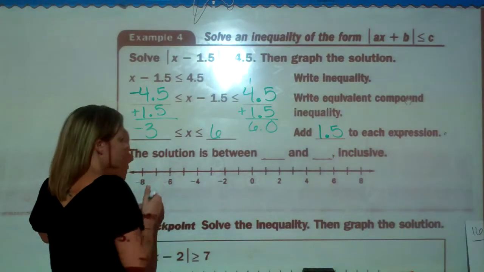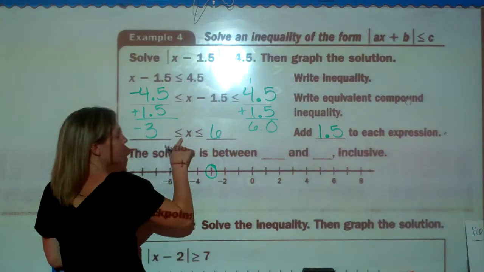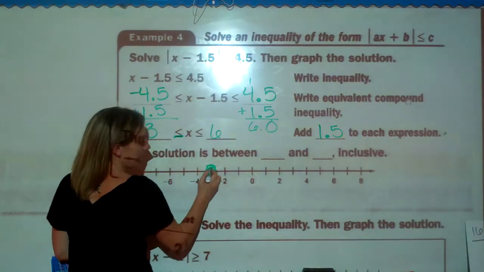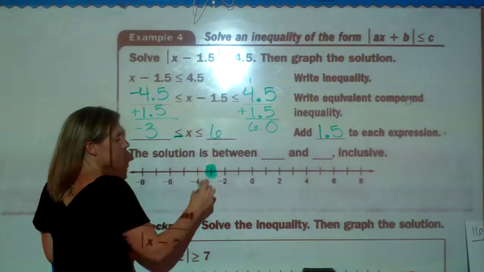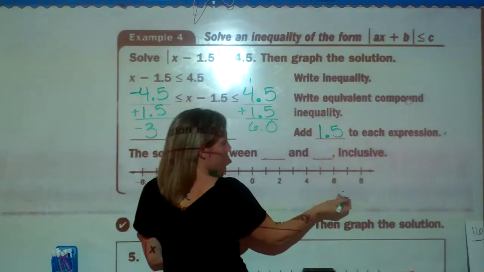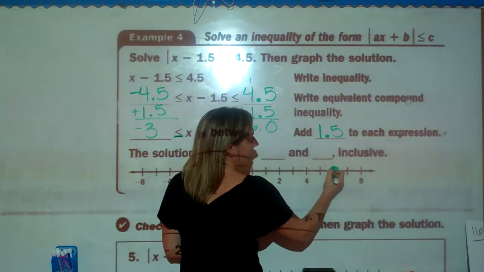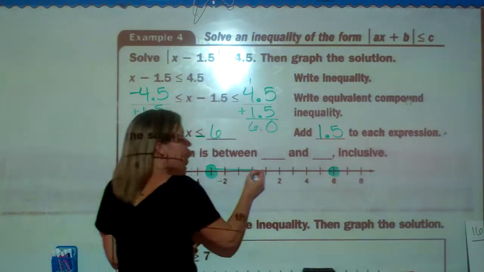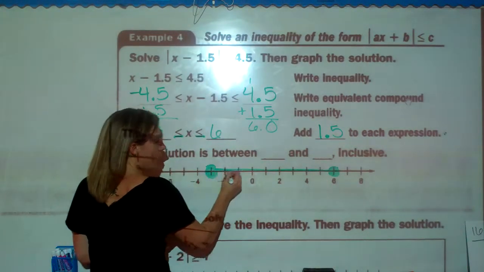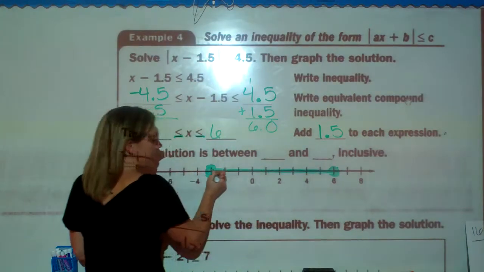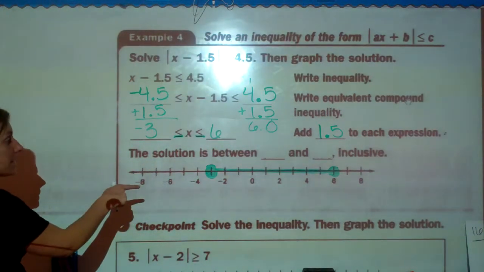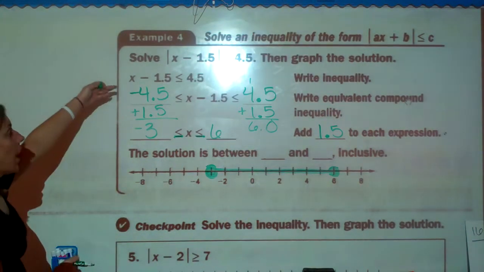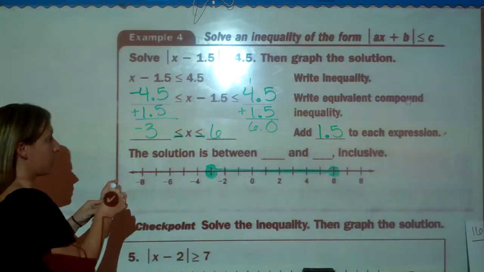So negative 3 is on the lower end of the sandwich. It's filled in because of the equals right here. Positive 6 is on the other end of the sandwich. It's filled in because it's equal to right there. And then x, or our solutions, are between those. Okay, so the number line makes a sandwich, plus we set it up as a sandwich when we solve.